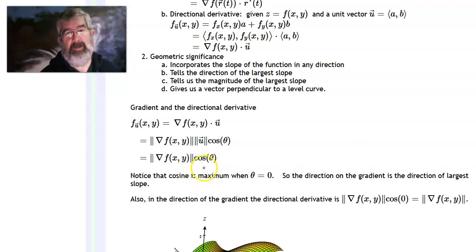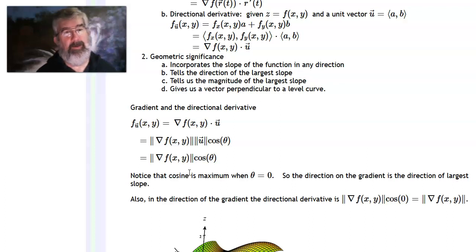Also notice that in that direction of steepest increase, the greatest slope in the direction of the gradient, cosine is 1, so the directional derivative in that direction is actually the length of the gradient. So the gradient is pointing in the direction of steepest increase, and its length is the slope in that direction.